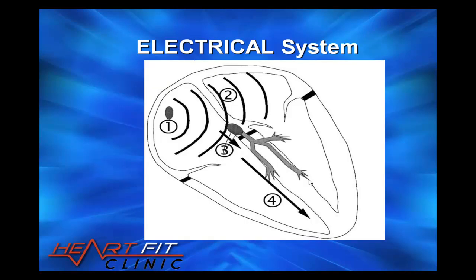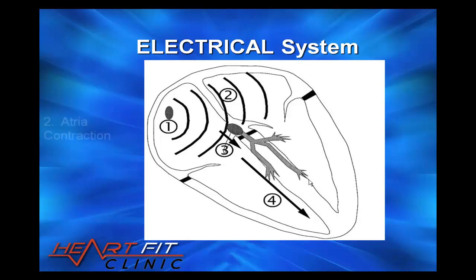So now let's talk about the electrical system. Your heart beats without you ever having to think about it, and it all starts with the natural pacemaker of the heart. It is also called the sinoatrial node or the SA node. This node is located in the right atrium of the heart. It sends a signal over to the left atrium, and then the next step occurs.